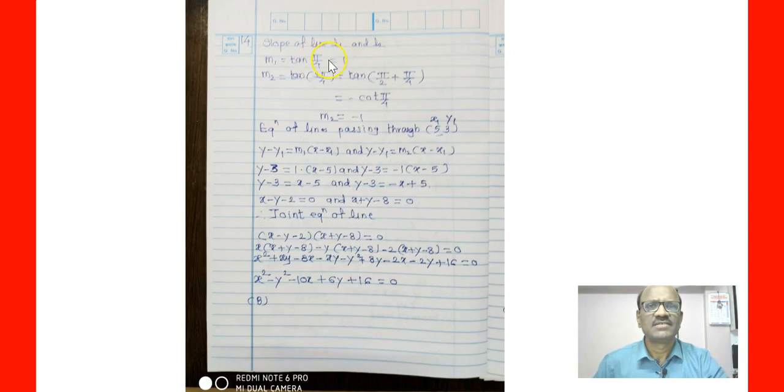Now here is the answer. For the lines L1 and L2, the slope tan of 3 pi by 4 can be written as pi by 2 plus pi by 4. It goes in the second quadrant and it becomes minus cot of pi by 4, and the value of m2 is minus 1. Now our lines pass through the point 5 and 3, therefore the equation is in slope point form: y minus y1 is equal to m1 times (x minus x1) and y minus y1 is equal to m2 times (x minus x1). Substitute the values and you will get the equations of the lines, and again the joint equation, that is x square minus y square minus 10x plus 6y plus 16 is equal to 0.